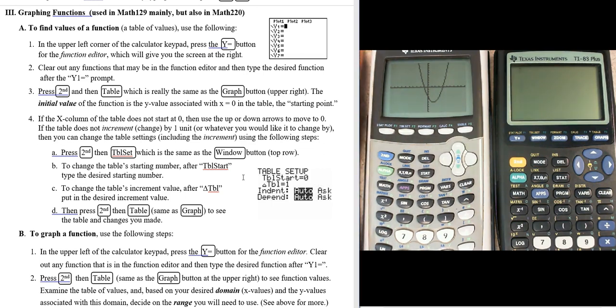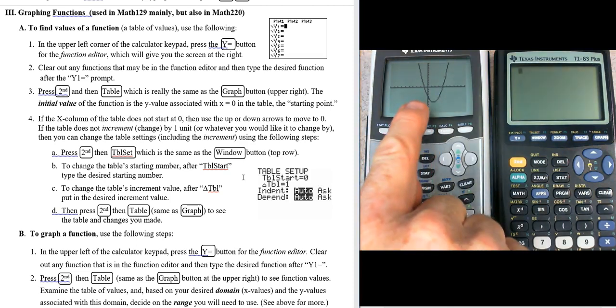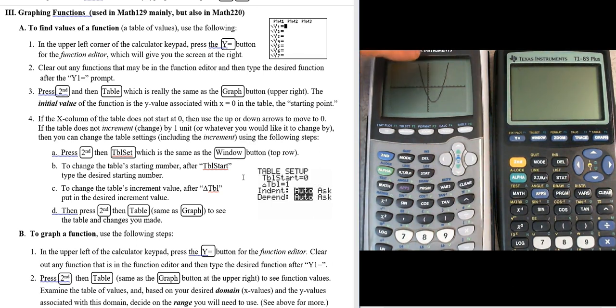All right. So what does zoom 6 do? Well, zoom 6 allows you to see the graph in what's called the standard viewing window, which is 10 to the left, 10 to the right, 10 down, and 10 up. So it's 10 in every direction. And that's zoom 6. You see zoom and then 6 there is Z standard. That's called your standard viewing window.